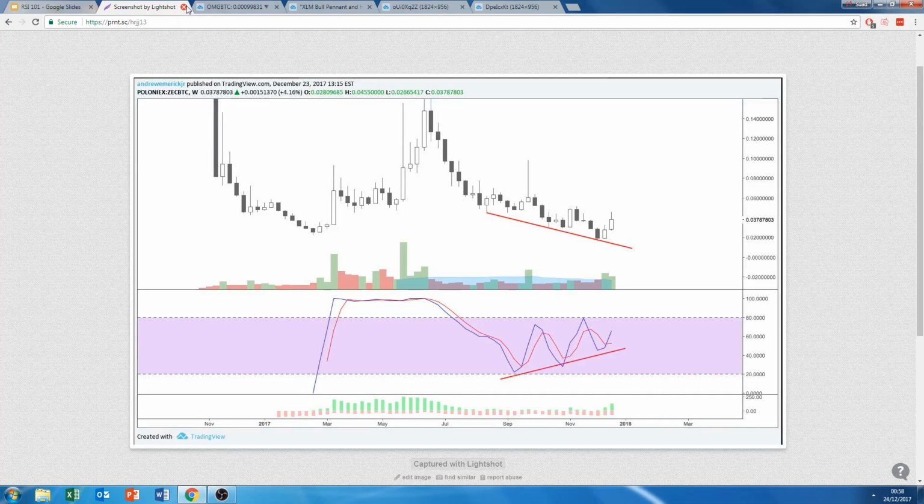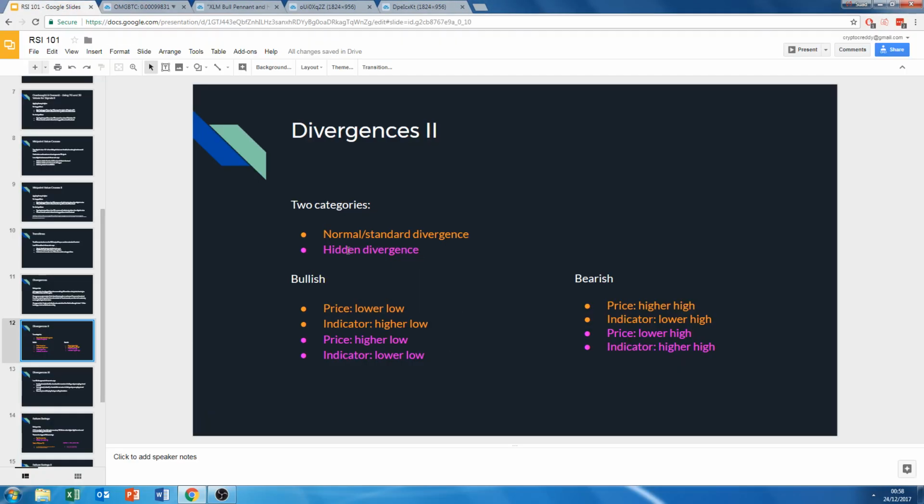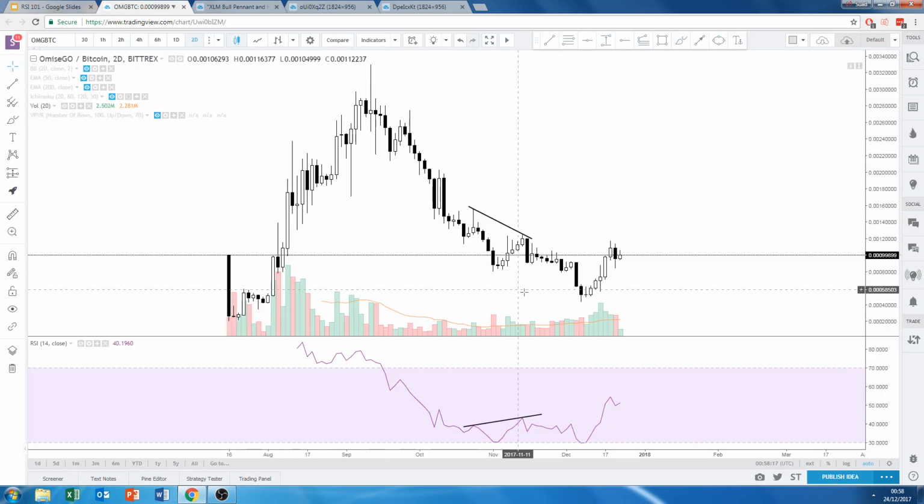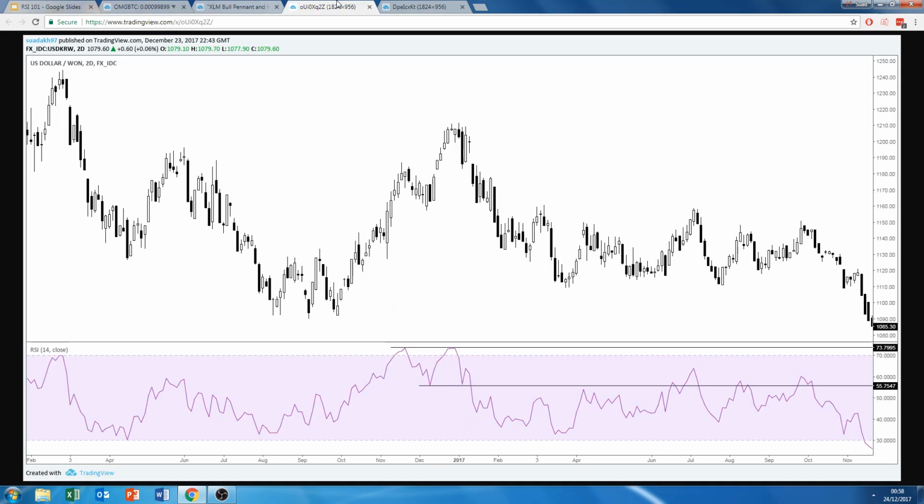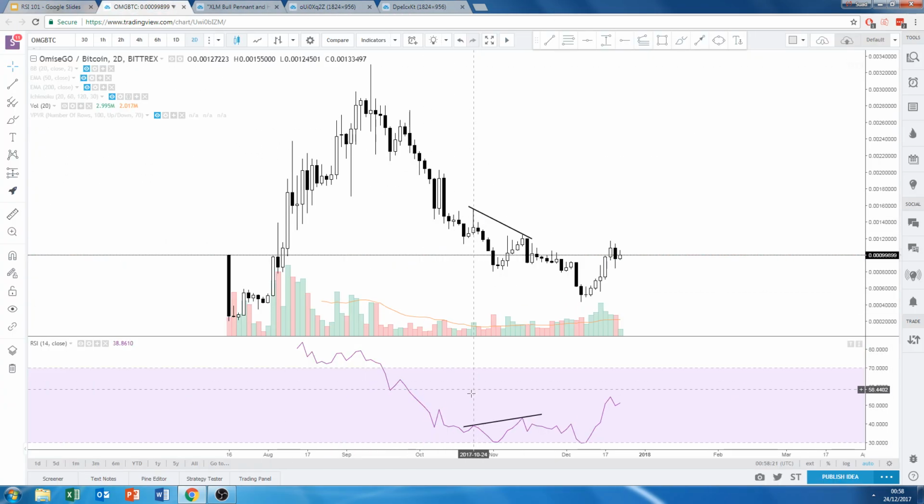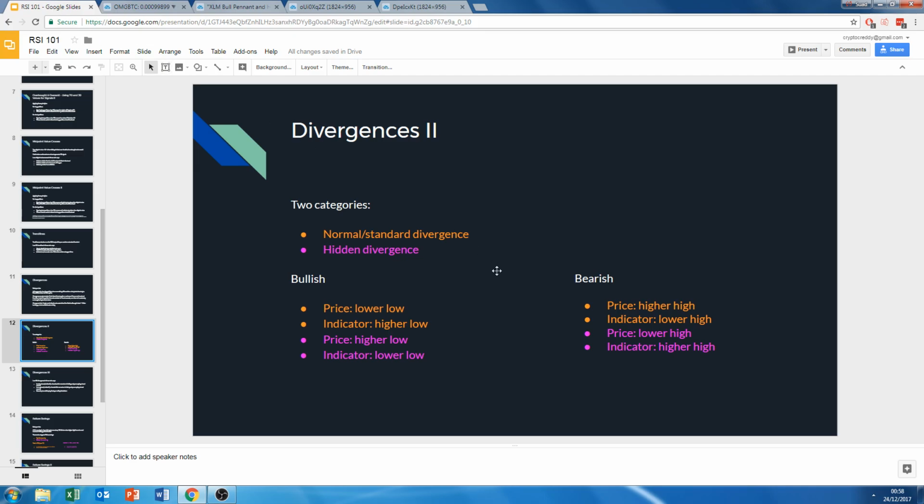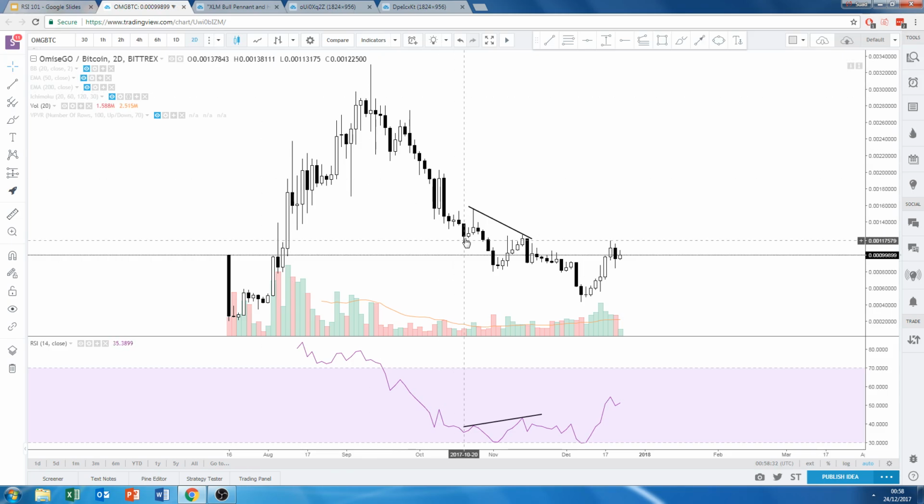Now, let's get to hidden. So those were the normal standard divergences, by our criteria. Let's look at some examples of hidden divergences. So, this is one I had for OMG. So let's look at our criteria. A hidden bearish divergence is where price makes a lower high and indicator makes a higher high. This is a high. This is a high, which lines up with these.